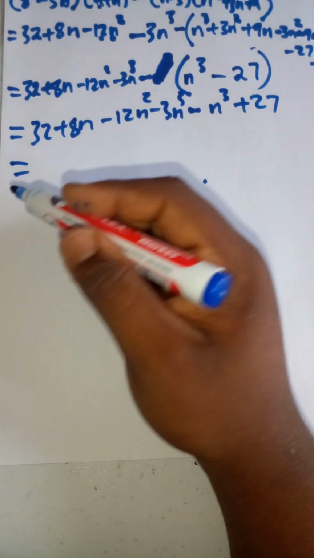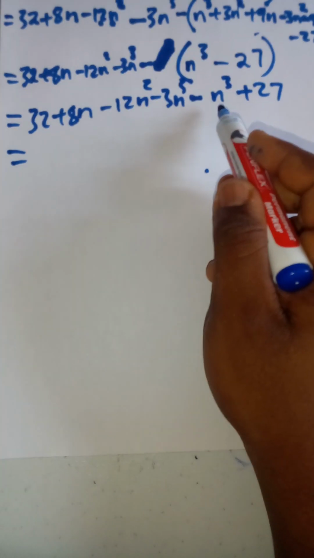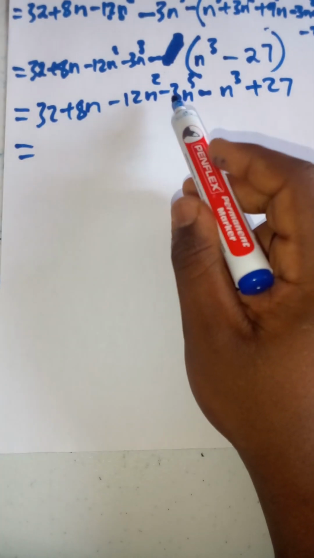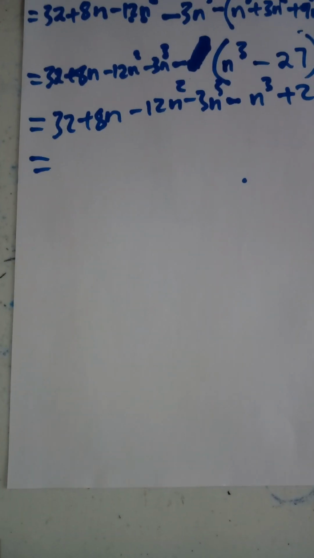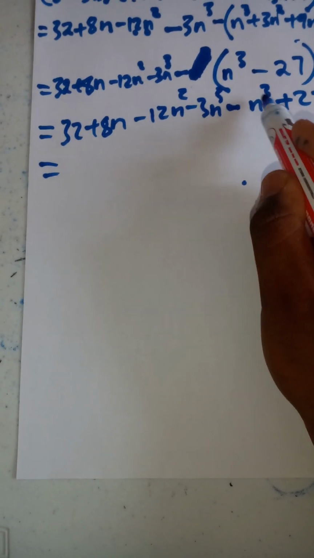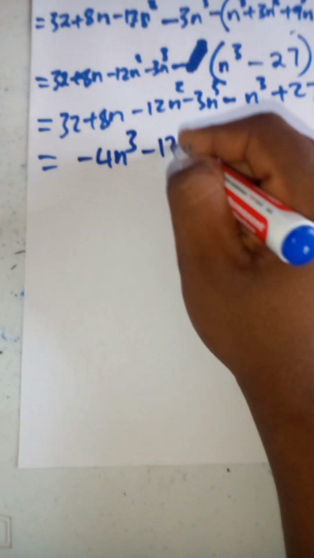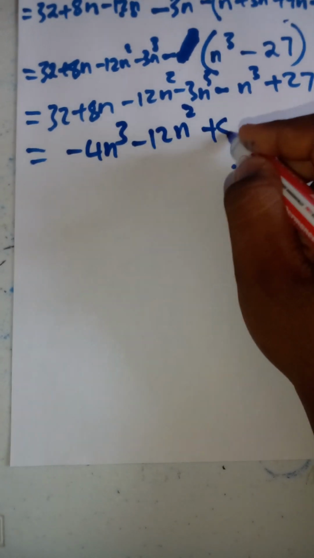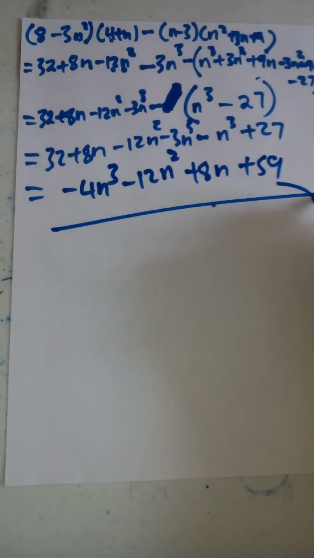Let's do our like terms. Negative 12n squared minus 3. Wait, let me check my like terms. Let me study the cubed. Negative 3n cubed minus n cubed, it is negative 4n cubed. Then you follow the ones that have a square, because this one doesn't have like terms. Then we have 8n, 27 plus 32, it is what? 59. Then that is the final answer, guys.